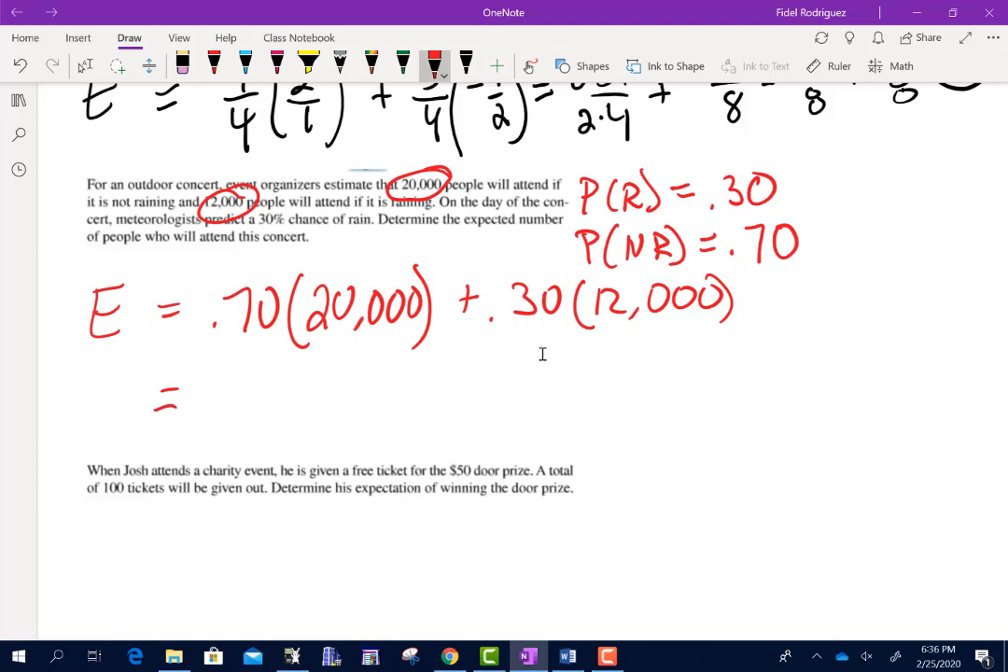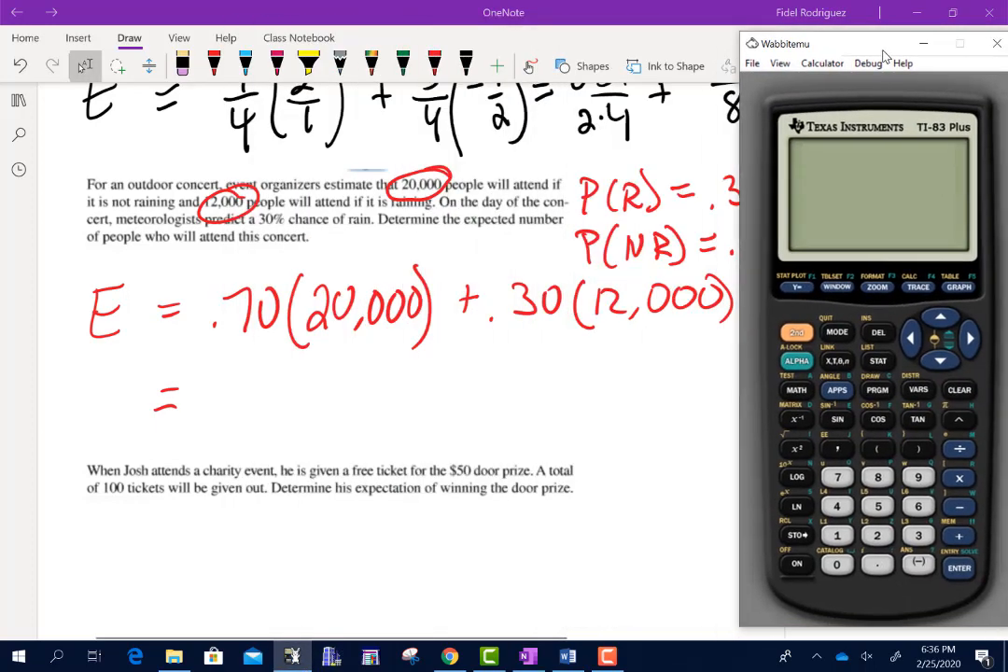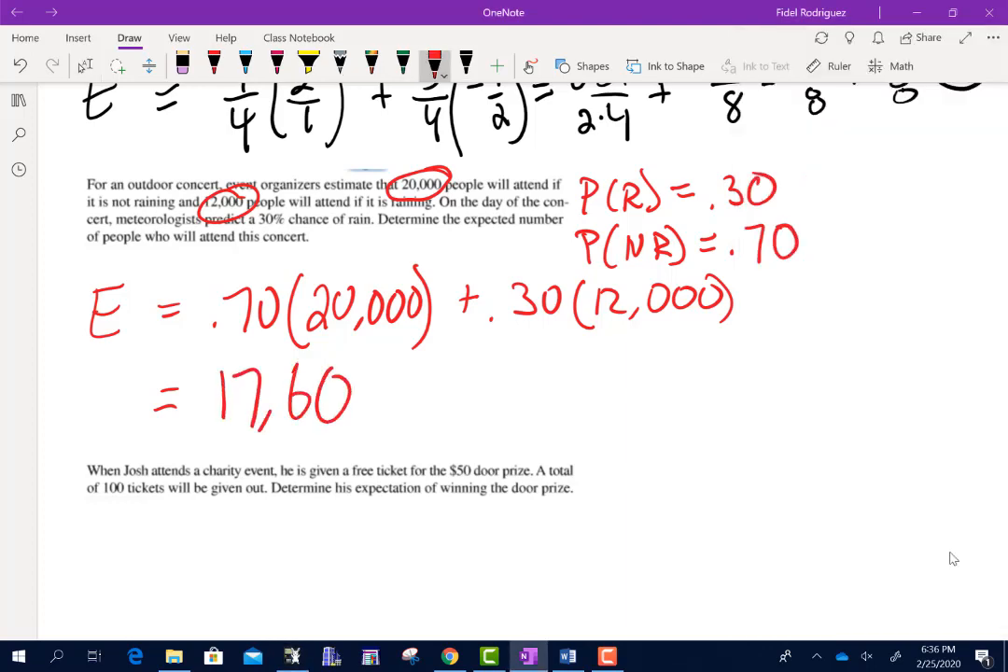So now, I'm going to do the same thing we did before. I'm going to grab my calculator right here and do our calculation. So 0.70 times 20,000 folks plus 0.30 times 12,000 folks gives us a total of 17,600 people. This is on average how many people they can expect. They might get more, they might get less, but this is the average.